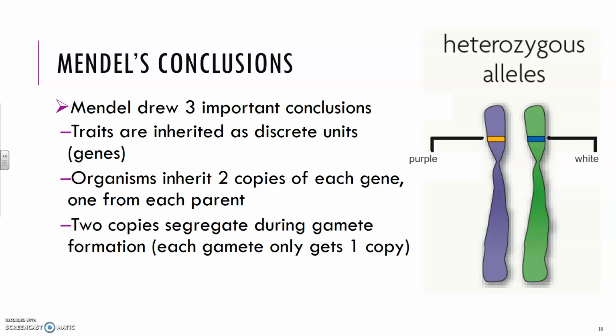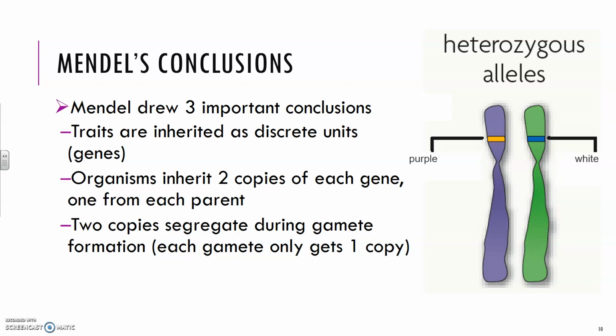And then the third observation he made was that the two copies segregate during gamete formation. So each gamete only gets 1 copy, and this goes into the homologous chromosomes separating. During meiosis 1, your homologous chromosomes separate, and you go down to haploid. So there's only 1 copy of each chromosome, and thus only 1 copy of each gene. Now when you get fertilization and the 2 cells come back together, that's when you go back up to diploid and you get the 2 copies.